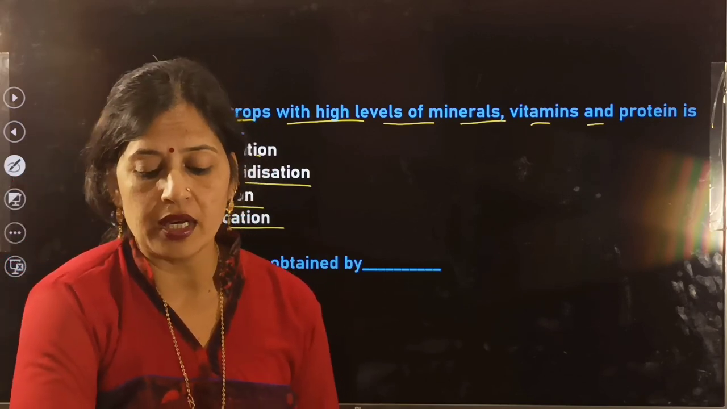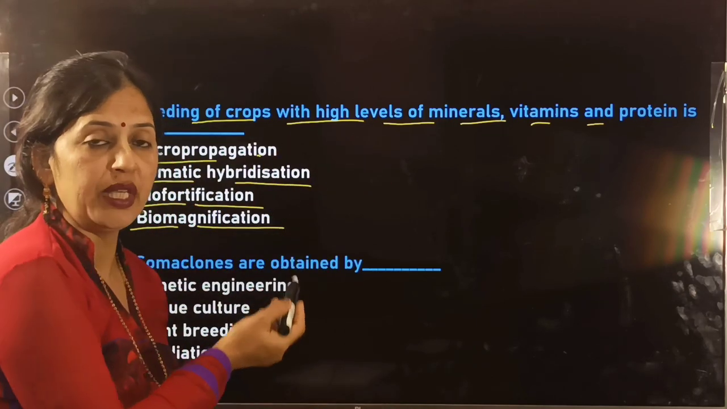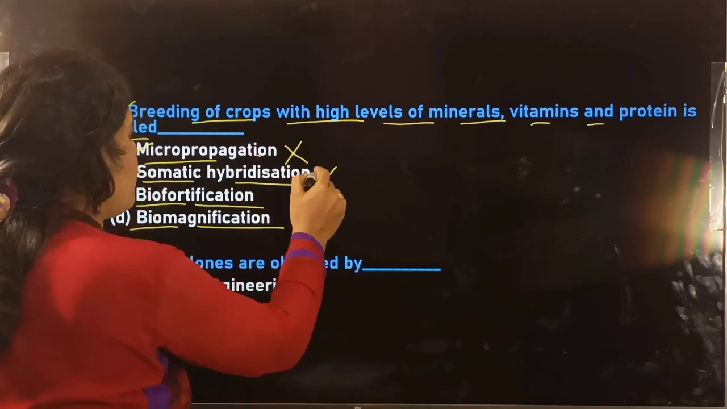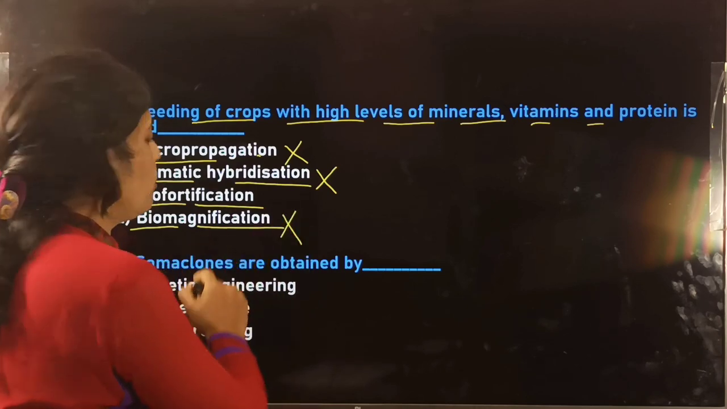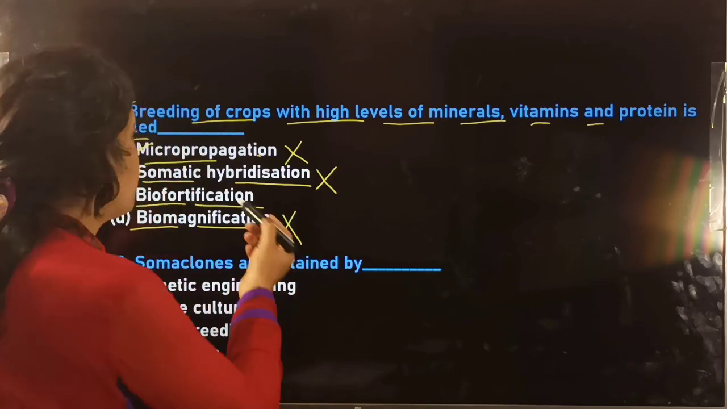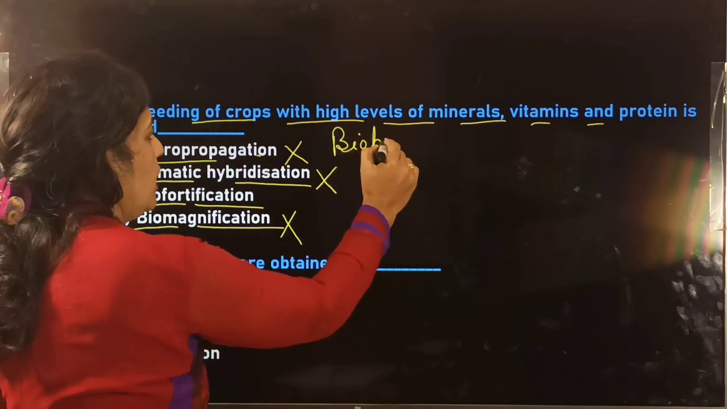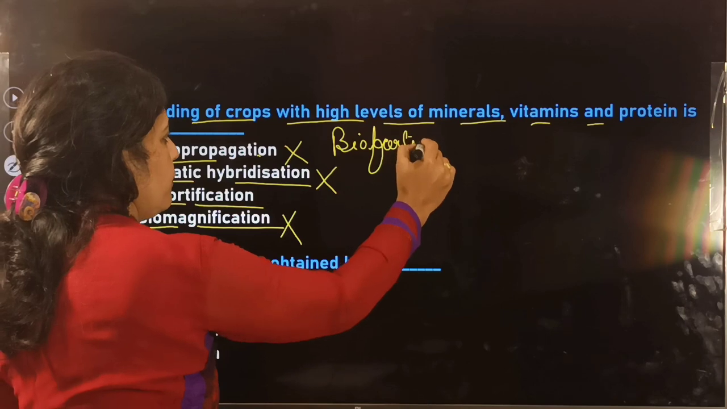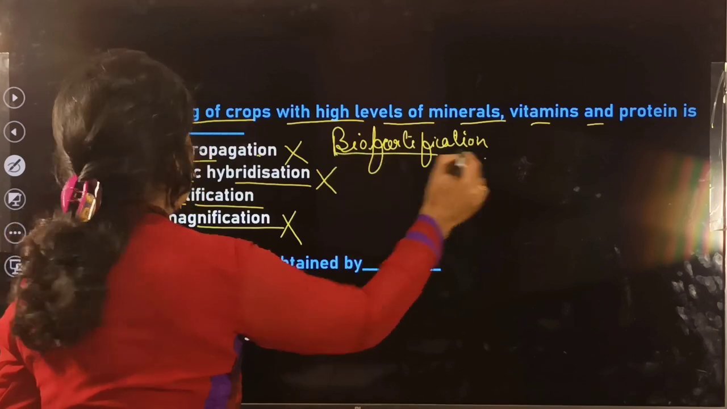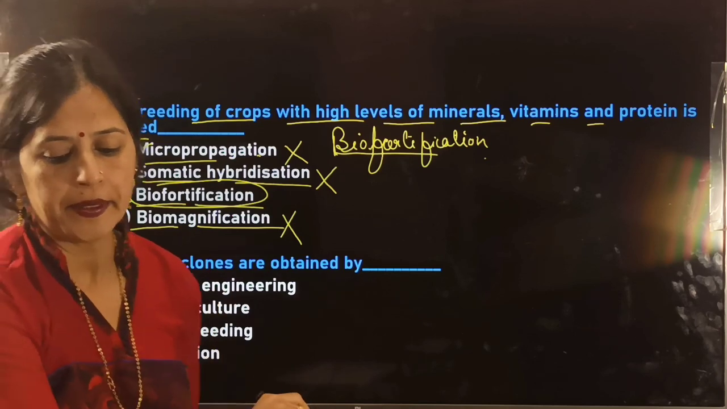The right answer to question number 9: breeding of crops with high levels of minerals, vitamins, and proteins is not called micropropagation, not somatic hybridization, and even not biomagnification. But it is called biofortification. So here option C is the right answer for question number 9.